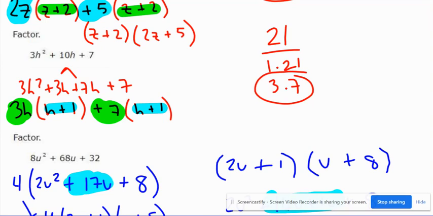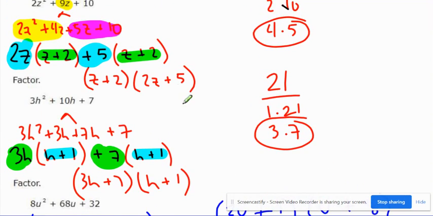So this final trinomial factored would be 3h plus 7 times h plus 1. I hope that clears up choosing those compatible numbers. I apologize for missing that in the first video. Hope that helps.